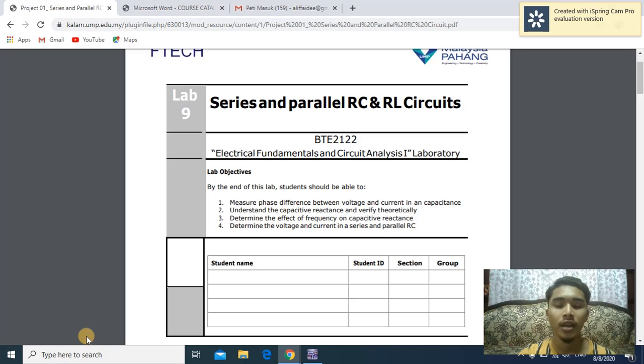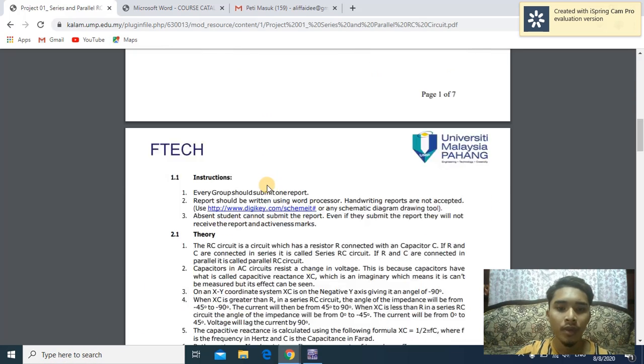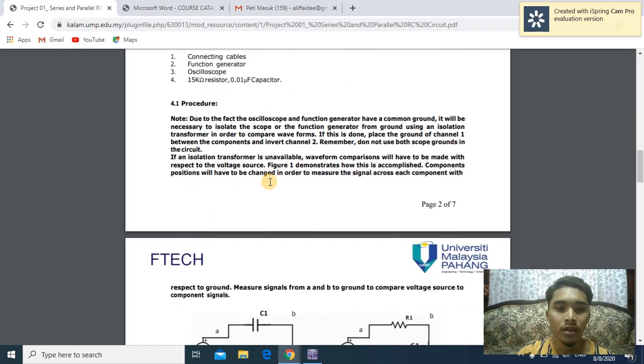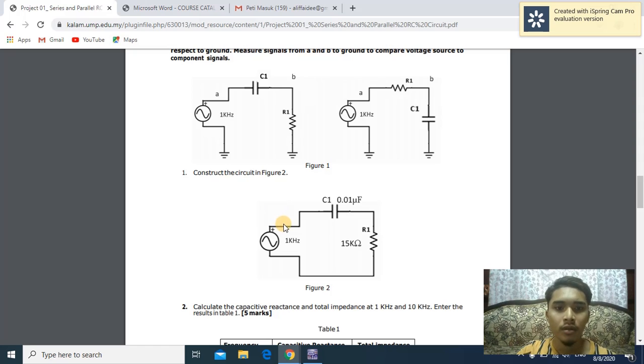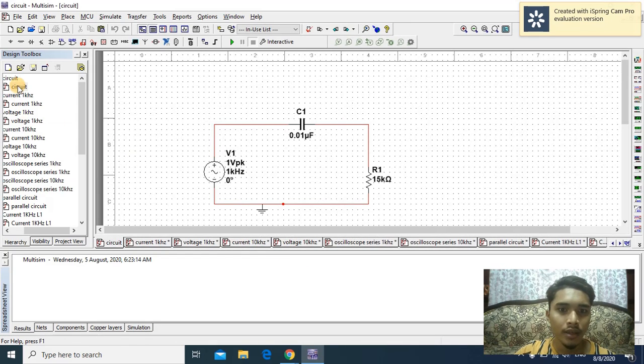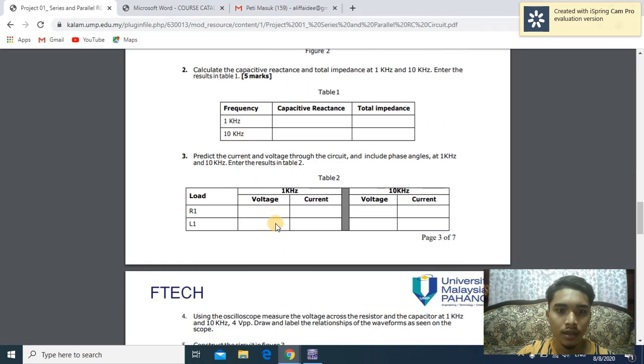The application that I use for this project is Multisim. Firstly, we go to the series circuit. First, construct the circuit as we see in figure 2. This is the circuit that I constructed using Multisim. Next, predict the current and voltage through the circuit and include the phase angle at 1 kHz and 10 kHz.